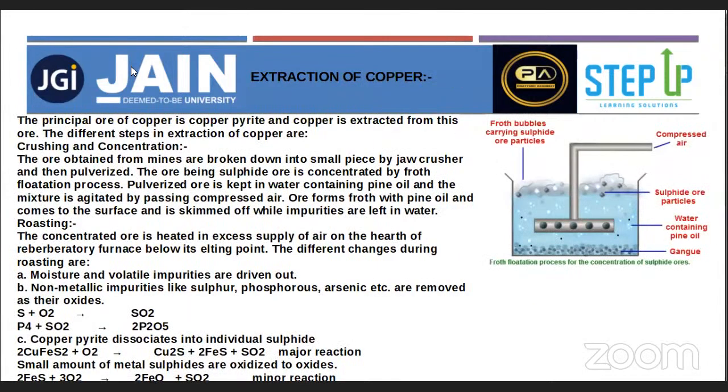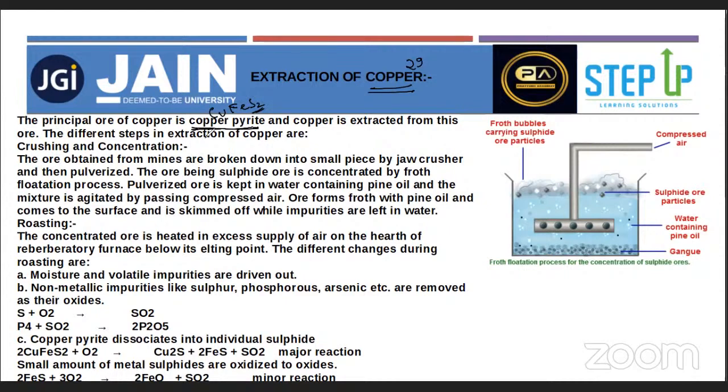Next is extraction of copper. Copper's atomic number is 29. It is a d block element, and a very important metal. It is taken from copper pyrites, CuFeS2. This is copper pyrite, and copper is extracted from this ore. The principal ore of copper is copper pyrite, and from this we try to extract the copper.